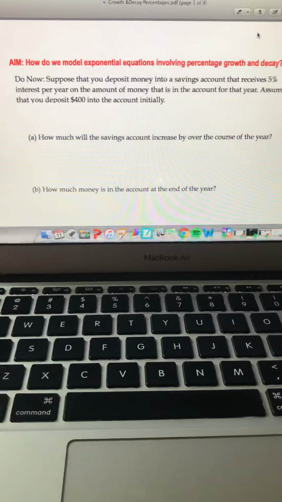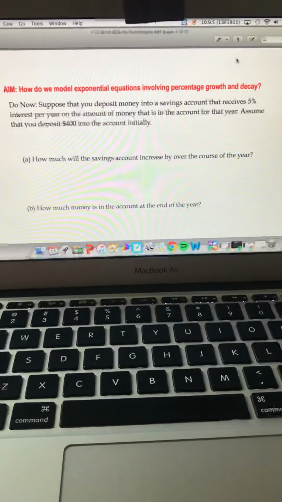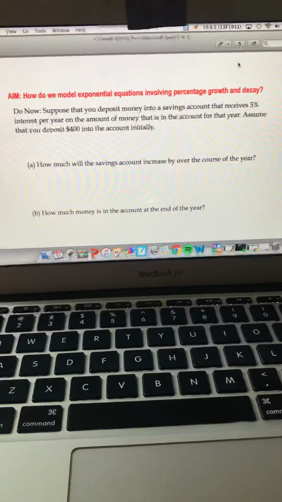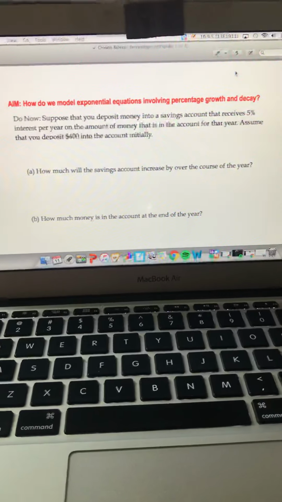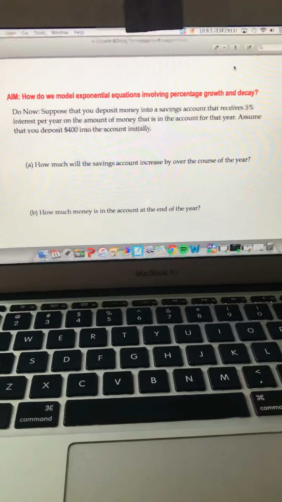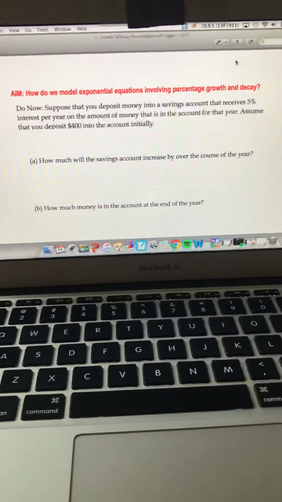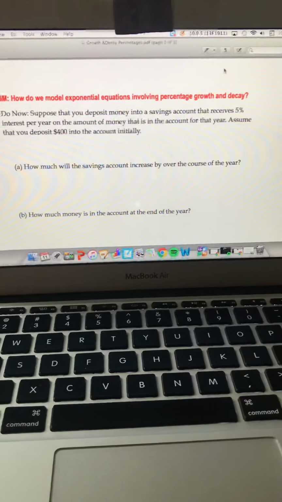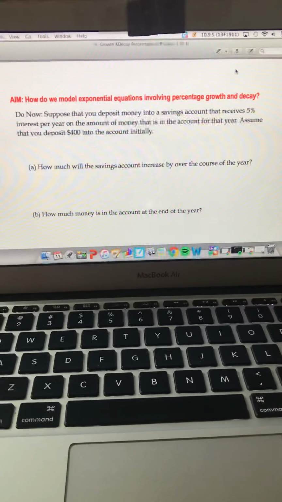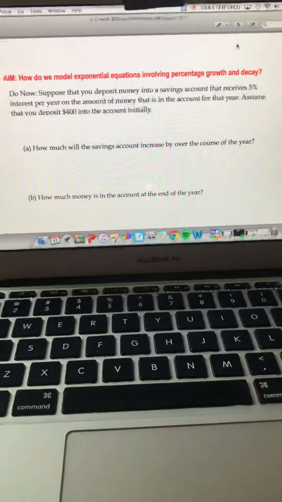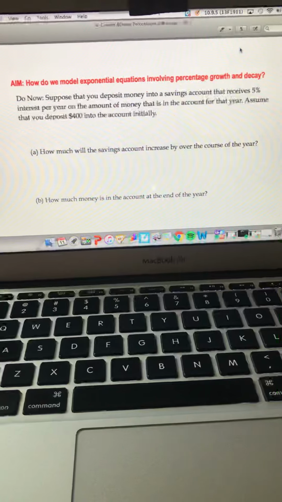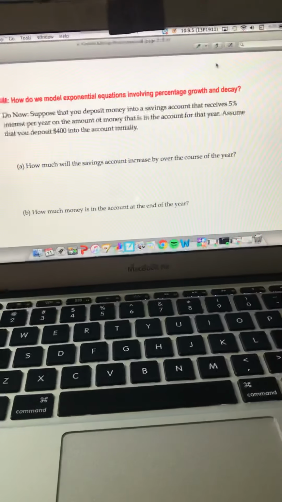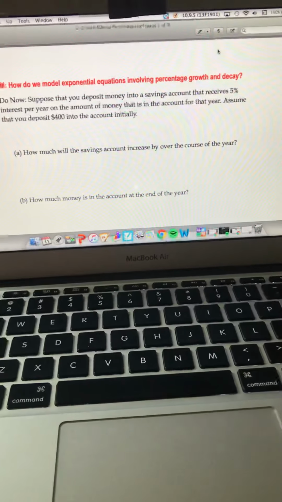So our do now right here: suppose you deposit money into a savings account that receives 5% interest per year on the amount of money that's in the account for that year. This is literally what happens when you put money into a bank account. Assume that you deposit $400 into the account initially. And I want to know first, how much will the savings account increase by over the course of the year?